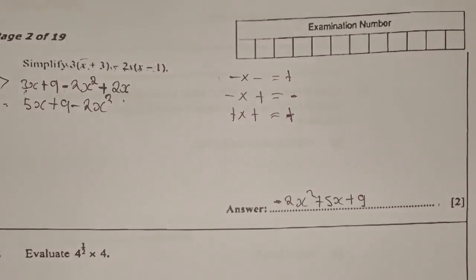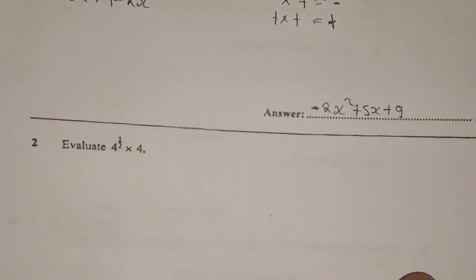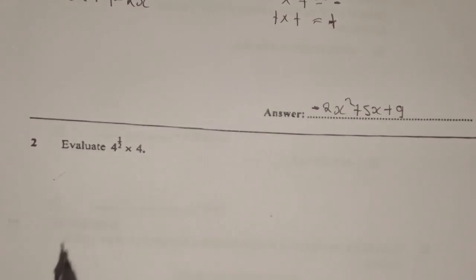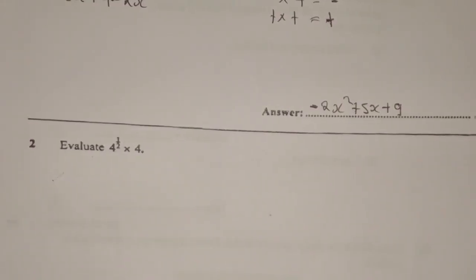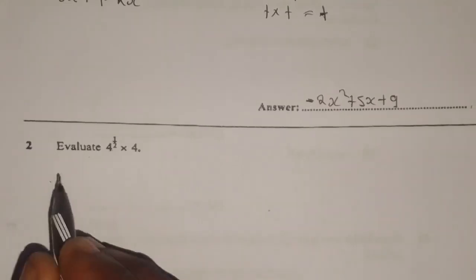Okay, so we proceed to question 2. In the 2025 mathematics paper 1 internal, question 2 was like this: evaluate 4 to the power 1 over 2 multiplied by 4. Remember, you're not allowed to use a calculator, so you can solve this in a simple way.